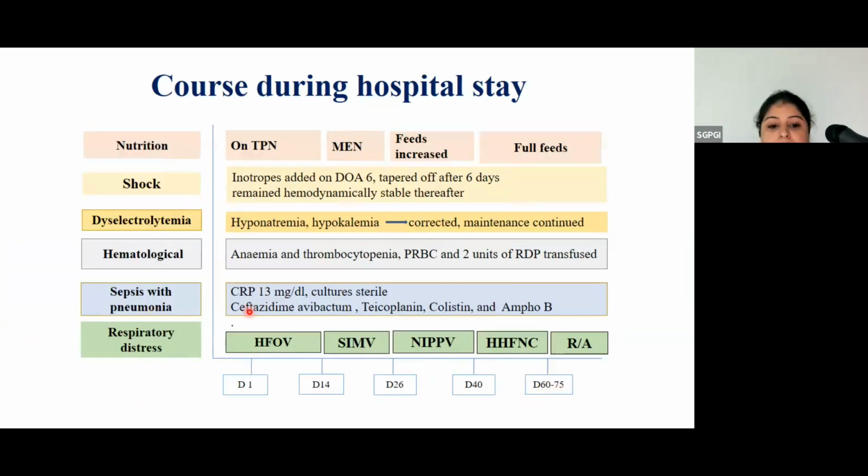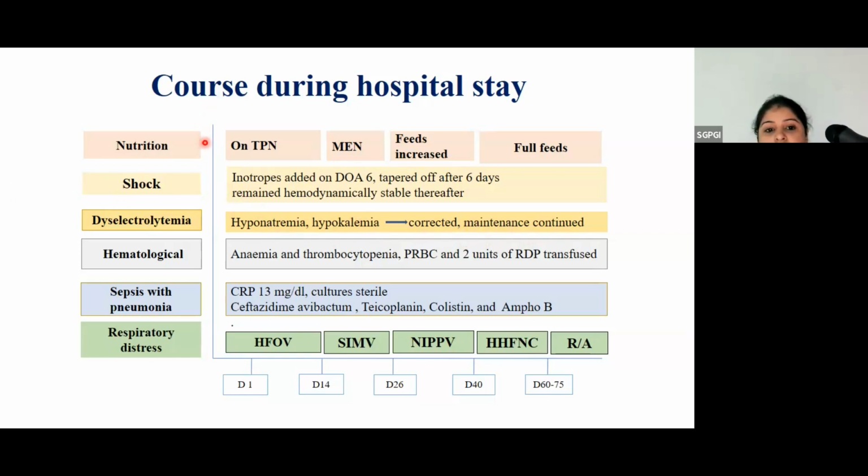For the sepsis part, the baby had sepsis and pneumonia, so required multiple antibiotics during the hospital stay. Initially there was also anemia and thrombocytopenia. Hence we had to give PRBC and RDP transfusions, but later on the platelet levels improved. Also, there were some electrolyte disturbances like hyponatremia and hypokalemia, which were corrected, and maintenance supplementation was given. The baby went into shock on day 6 of admission. At that time, septic shock was suspected, antibiotics were upgraded, and the baby then remained hemodynamically stable. The inotropes were tapered off after 6 days.